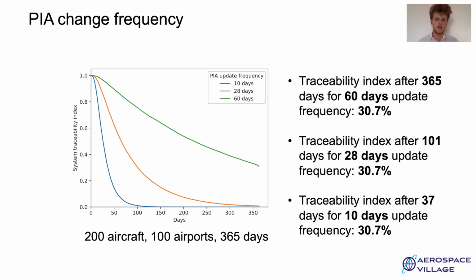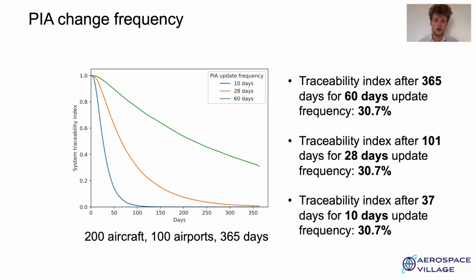On this graph, we see the traceability index curve for a set of 200 aircraft and 100 airports over a year, where aircraft update their PIA every 60 calendar days, as in phase 1 of the program, so that's the green curve. Every 20 business days, which is 28 calendar days, is the orange curve for phase 2 of the program, and every 10 days in blue, just to show the difference.